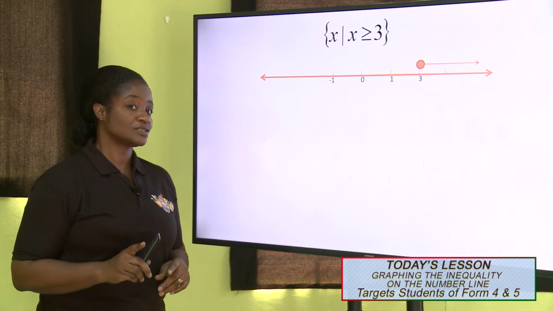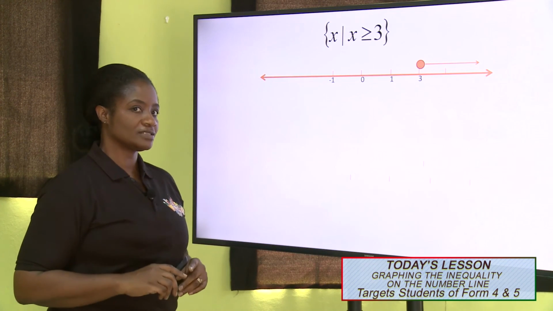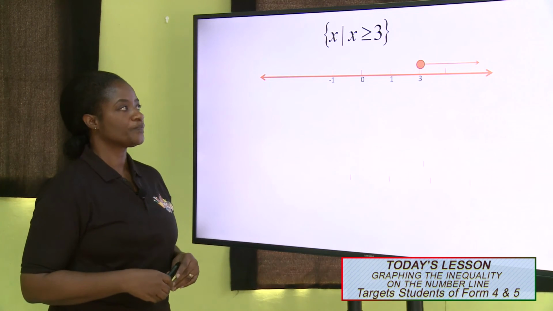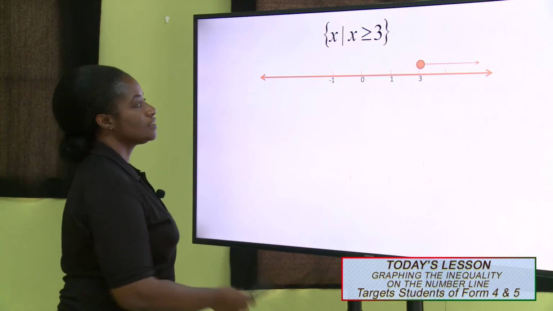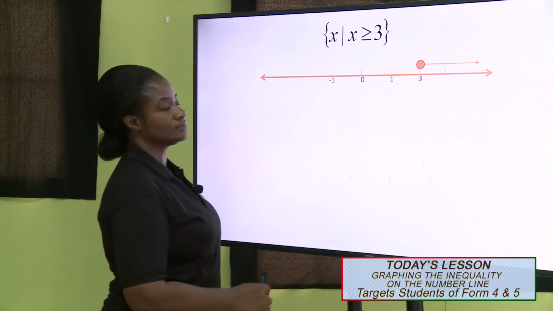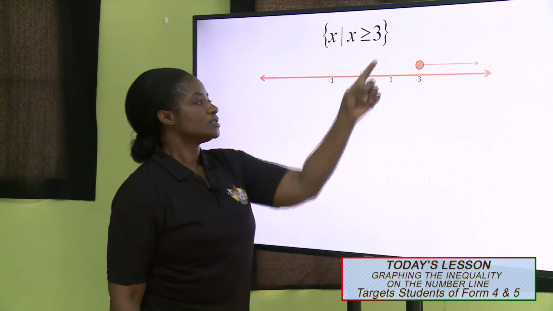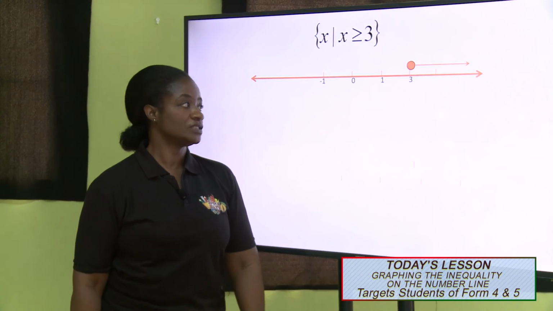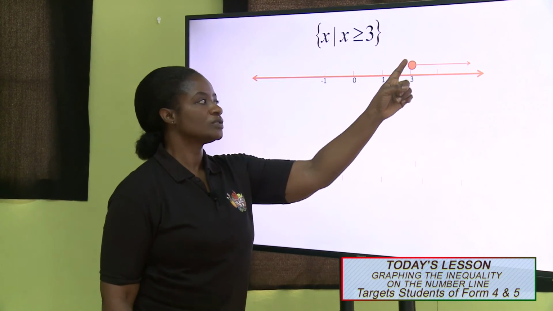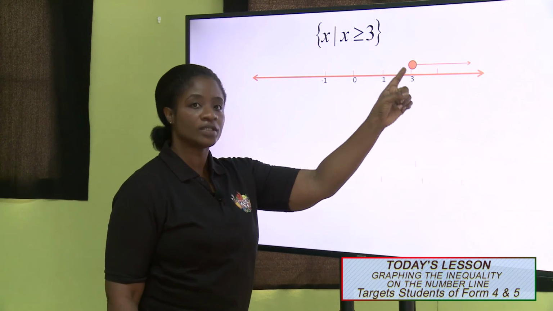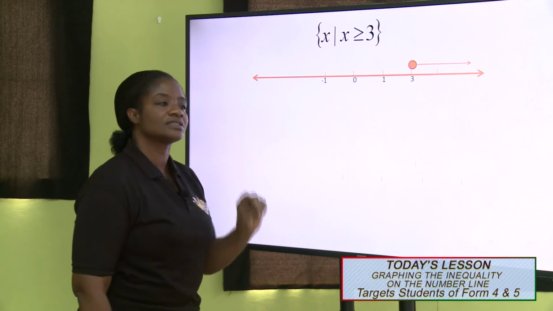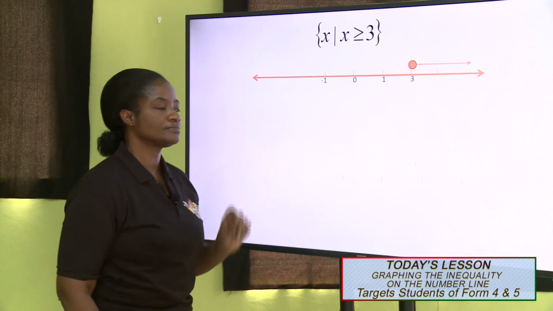I know you're anxious to do one on your own, but not just yet. I would like you to just follow along as I do this example with you. So we have the set x is such that x is greater than or equal to 3. x being equal to 3 means that I'm going to go to my number line and draw a bold circle, and that bold circle indicates that x is equal to 3.